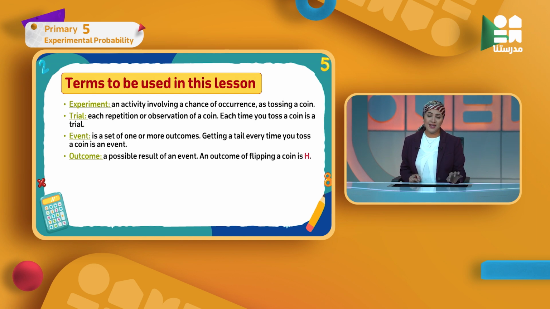Now, what is an outcome? An outcome is a possible result of an event. An outcome of flipping a coin is a head. لما أنا عملت الevent of or trial of 4 times of tossing a coin, I got the outcome here, which is a head or a tail, it depends.